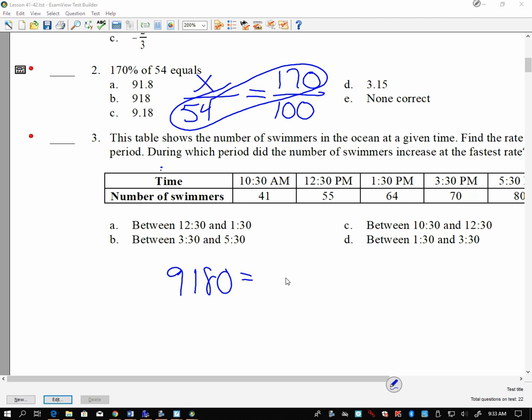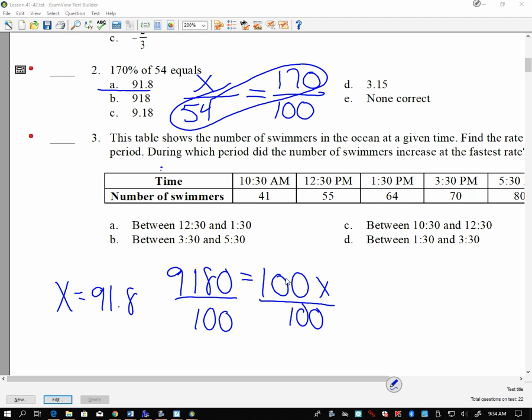I mean, cross multiply, that's 100x, right? I want to solve for x, so I'm going to do what, Jordan? Divide by 100, he says. On both sides. Abby? You got an answer? Okay. What did you get for x, Abby? 91.8. Okay? 91.8. Right there. Good with that so far?